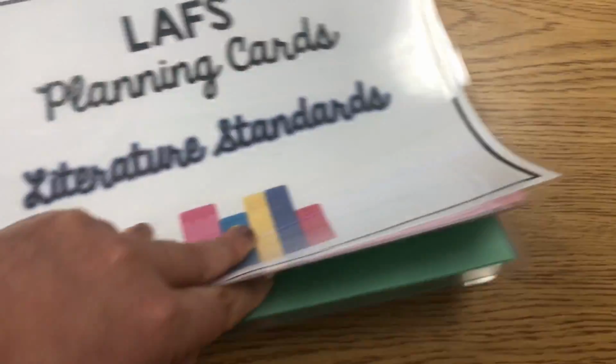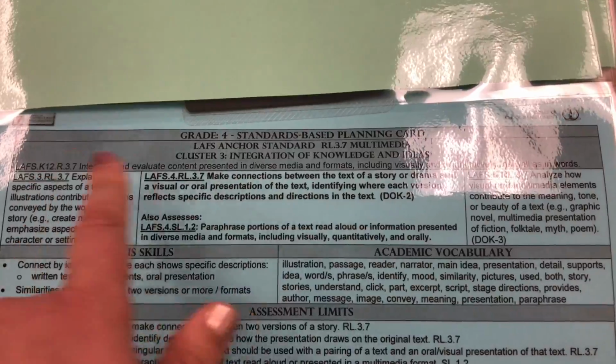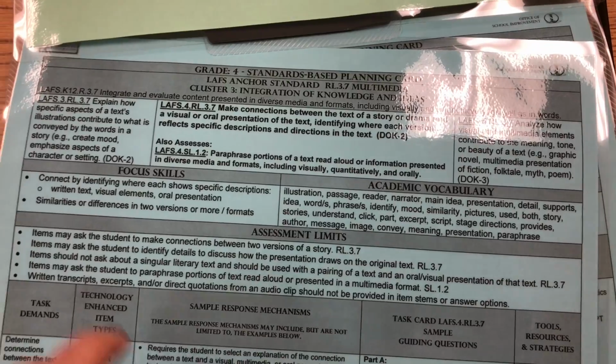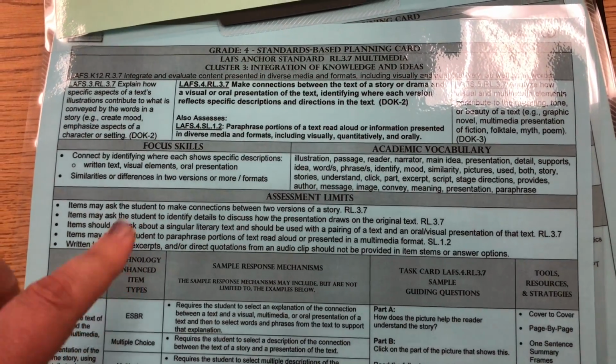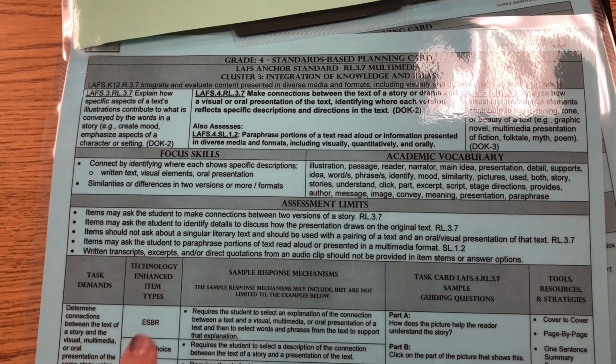And this is all coming apart. And the blue ones, and it came apart, were cluster 3 for integration of knowledge and ideas. So these are very essential when I'm planning because it kind of gives me an idea what I need to make sure I focus on and to go a little bit deeper than what the textbook may go into.